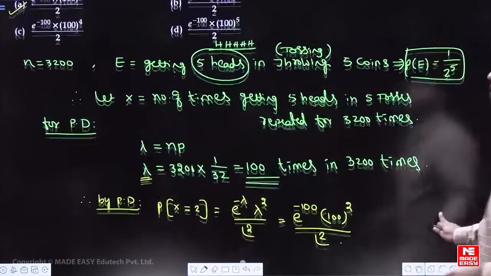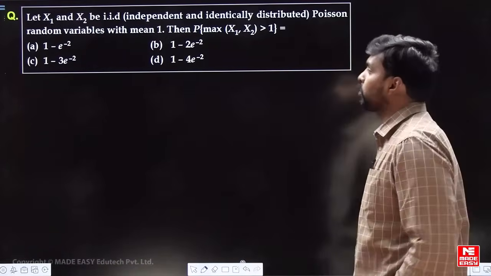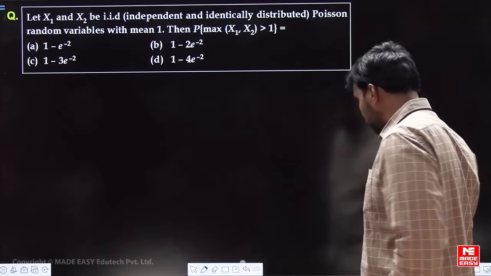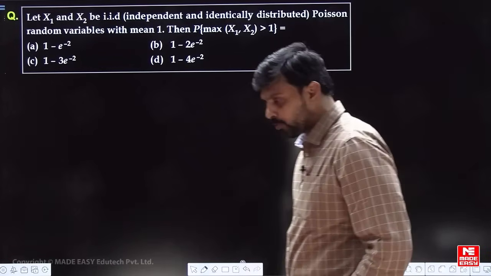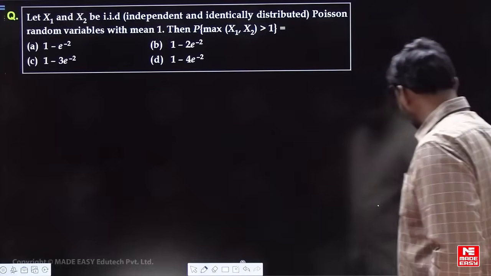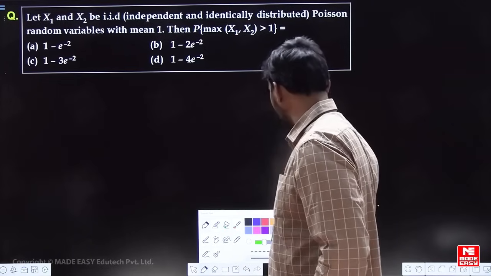Now, yes, dear students. This is another question on the Poisson distribution, because the Poisson distribution is a very important one for mechanical students and civil students; this question comes compulsorily. So let's do this question once.